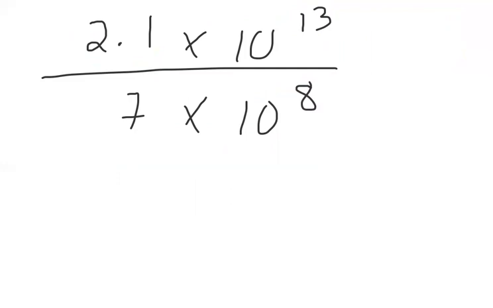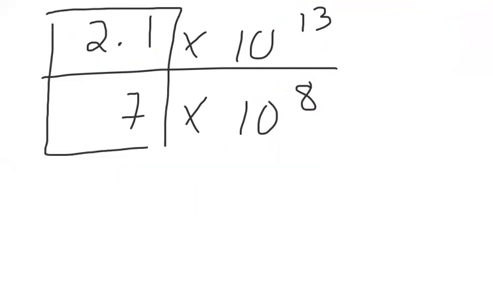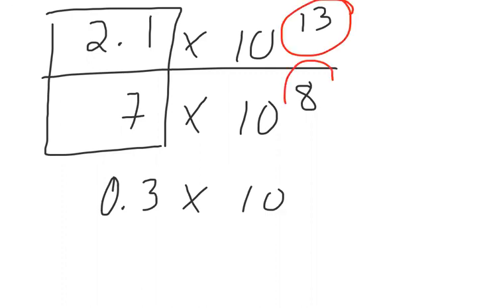Now, for the division part, guys, this is where the rule of exponents comes in, the quotient rule. So first, you want to take the 2.1 divided by 7, which leaves you with 0.3. You keep the base 10. And then since you're dividing with the same base, you are going to subtract the powers. So 13 take away 8 leaves you with 5.